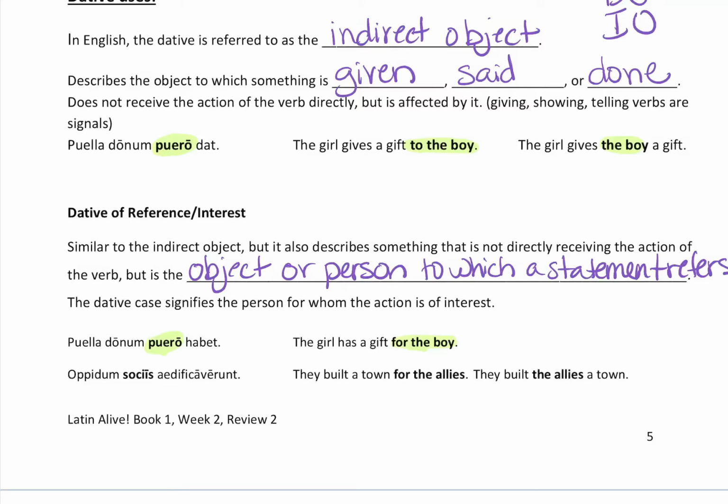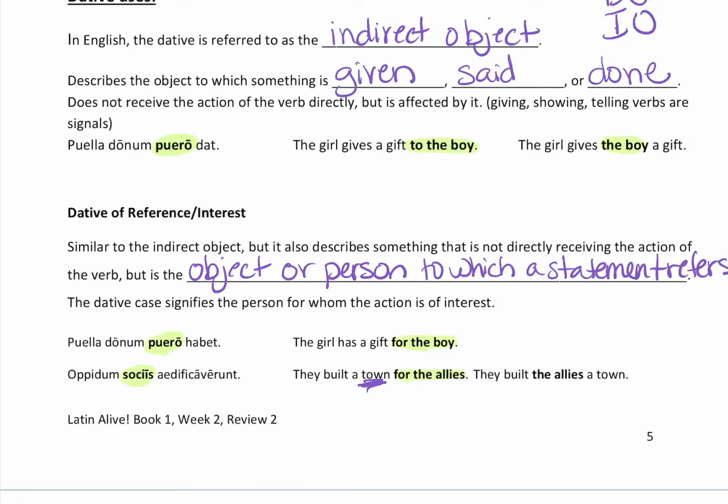All right, so there's how our dative gets translated. We've got that to or for in there, right? You don't always have to, but here in this case, you have the to or the for. So oppidum sociis, there's our dative again. Aedificaverunt. They built a town for the allies. Again, they didn't build the allies. They built the town. That's the accusative. But really, who is of interest? The allies, because the allies are affected by the town.